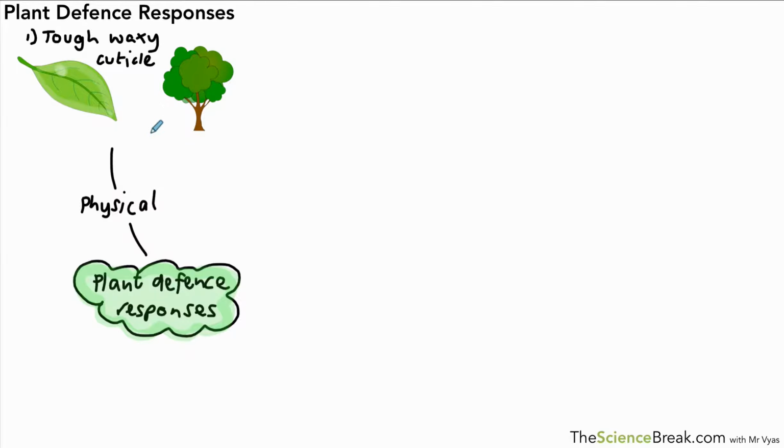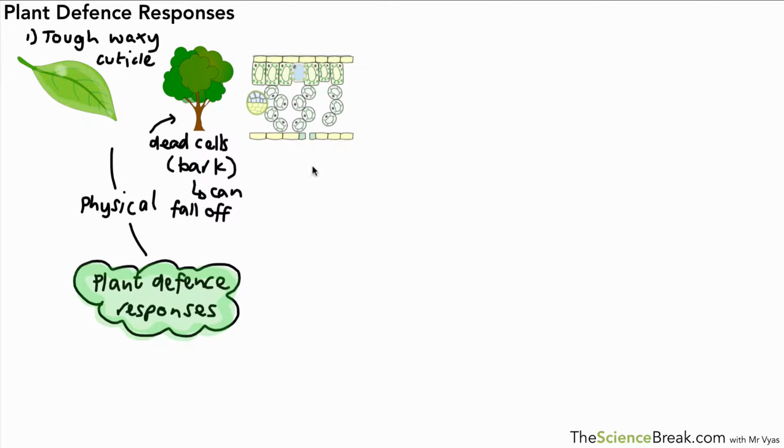On trees and some young plants, we also have a layer of dead cells on, for example, the trunk in this diagram, and that layer of dead cells is called the bark, and that bark can fall off. So if there is any kind of infection or possible invasion by microbes, the bark with the microbes can fall off and then prevent the tree from getting a particular disease. We also have other defenses as well.